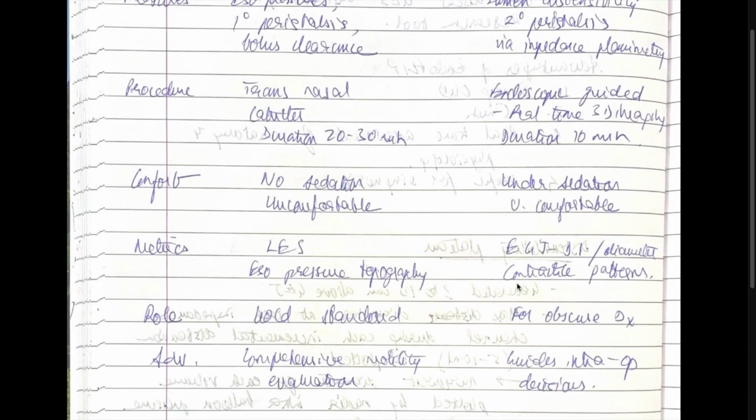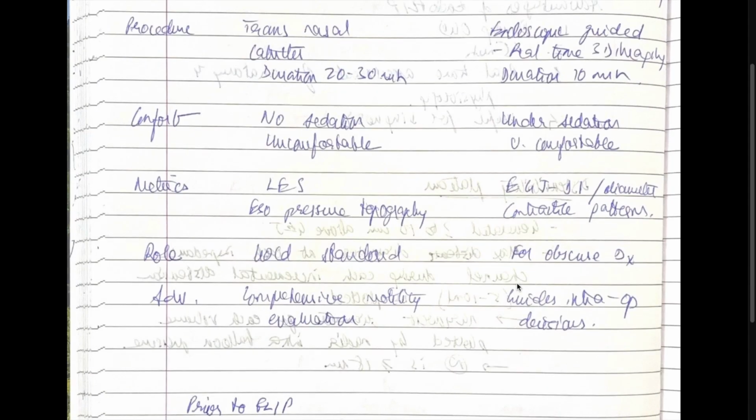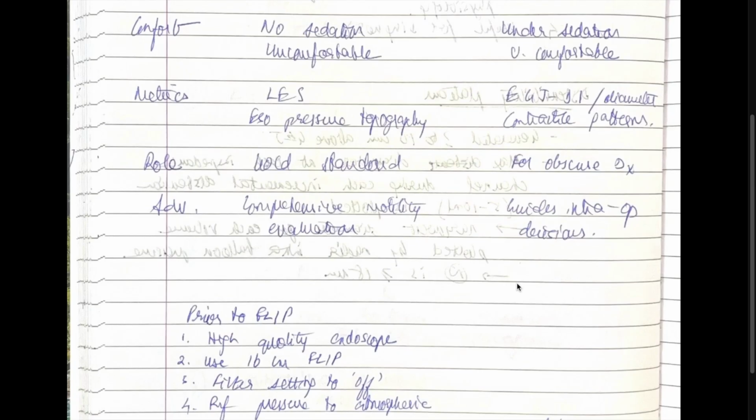The procedure: HRM is a transnasal catheter, and the duration takes about 20 to 30 minutes. While an EndoFLIP is endoscopic guided, it's real-time 3D imaging, and the duration is 10 minutes, much less. The comfort level in HRM is more uncomfortable because there's no sedation, but in a flip, there is sedation, so more comfortable. The metrics: LES is what is measured, the IRP in the HRM with esophageal pressure topography, but in a flip it's EGJ-DI, the diameter, and the contractile patterns.